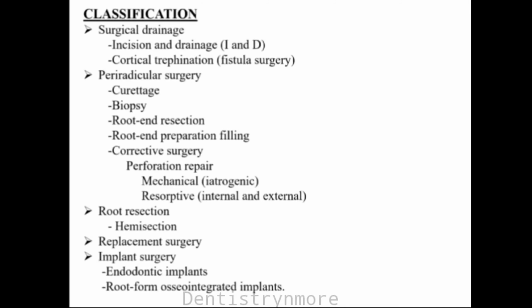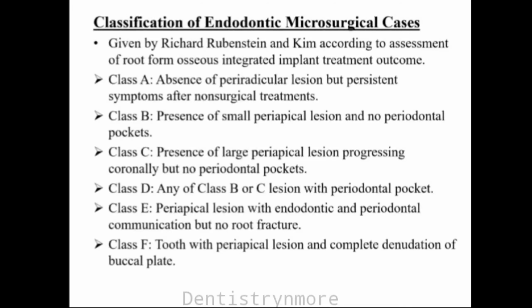Next one is the classification. The classification includes surgical drainage, periradicular surgery, corrective surgery, replacement surgery, implant surgery. Surgical drainage includes incision and drainage, cortical trephination. Periradicular surgery includes curettage, biopsy, root end resection, root end preparation and filling. Corrective surgery includes perforation repair, mechanical and resorptive, and root resection, hemisection. Replacement surgery and implant surgery include endodontic implant and root form osseointegrated implants.